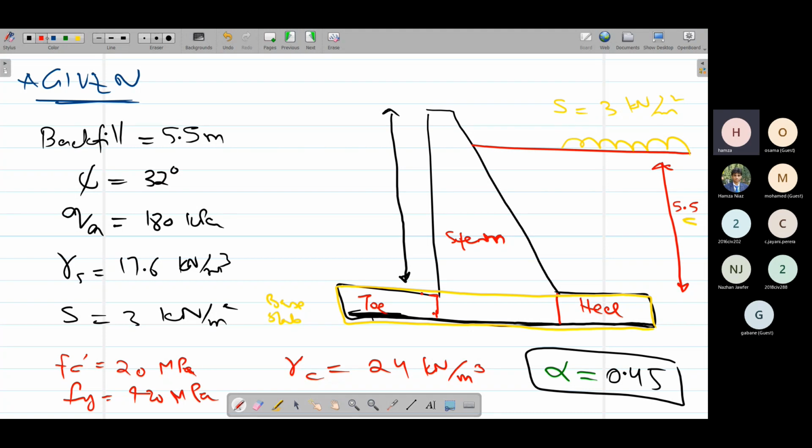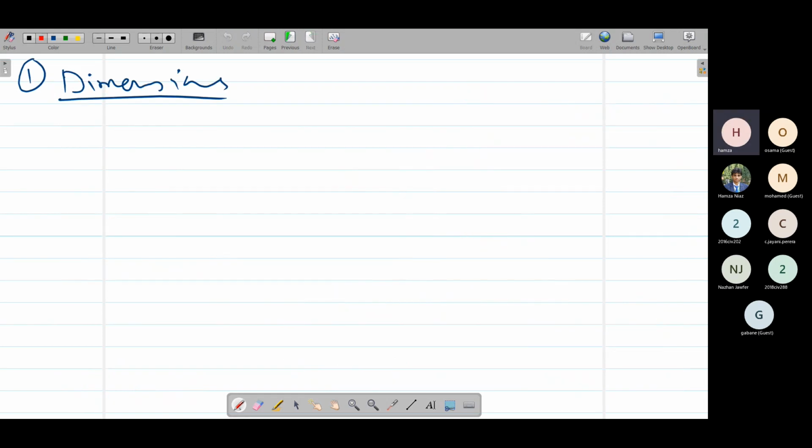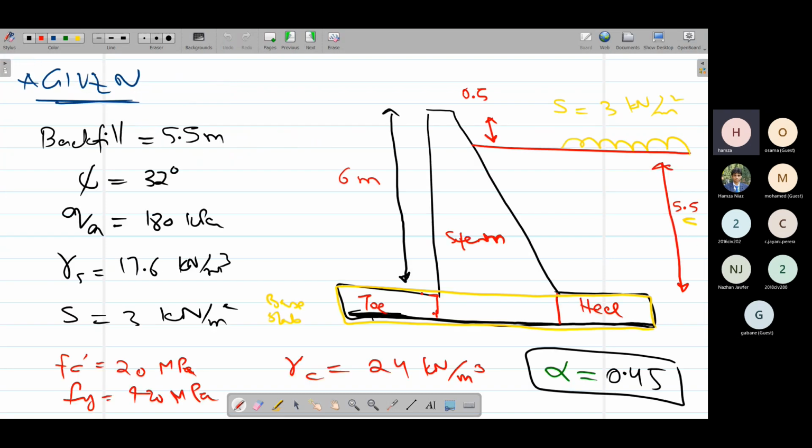We have to assume some value of this freeboard. So for example, if this is 5.5, we can assume this has 0.5 meter. So we can call the height of stem as 6 meters. So it depends on us. We can assume any value of this freeboard, and we can determine the height of stem as 6 meters. 5.5 was the given value of backfill, and the 0.5 meter we have assumed ourselves. So this is how we can determine the height of stem.